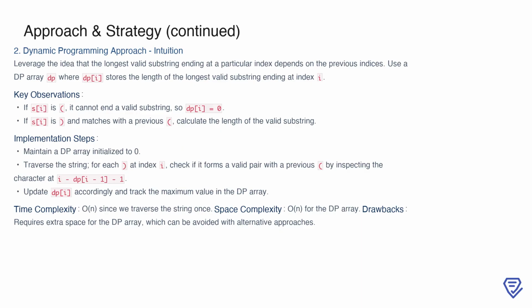To implement this, we traverse the string and, for each closing parenthesis, check if it forms a valid pair by looking at the character at an index derived from the DP array. While this approach is much more efficient than brute force, with a linear time complexity of n, it requires additional space for the DP array. This makes it less optimal compared to approaches that can achieve the same result without extra storage.